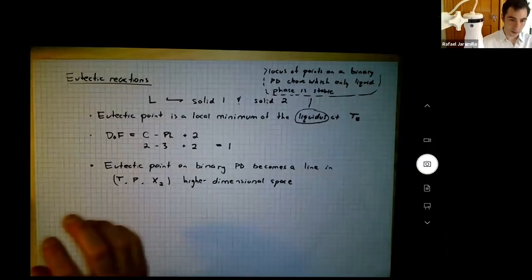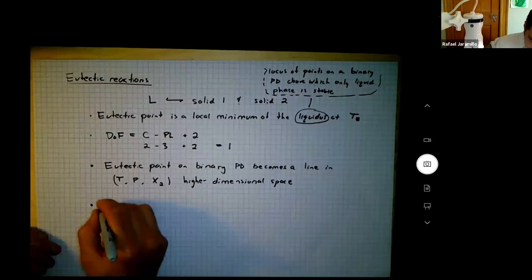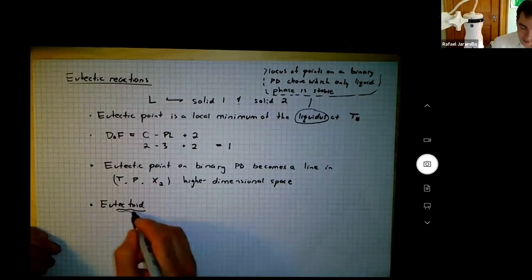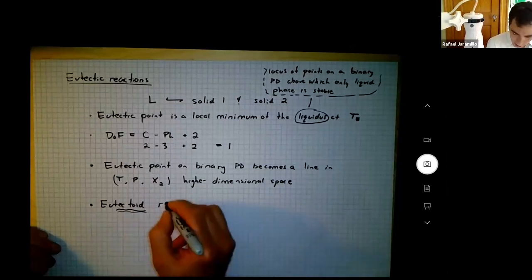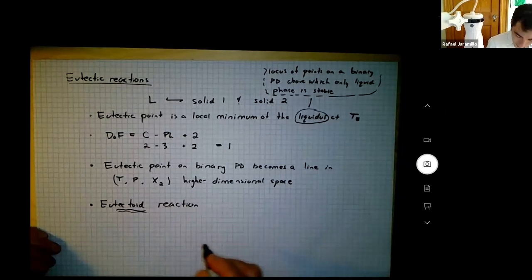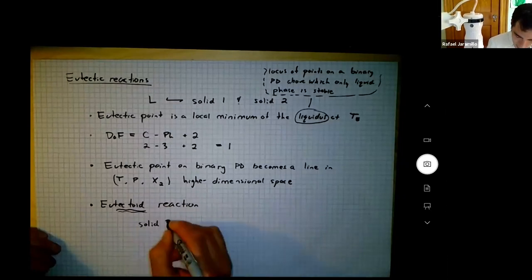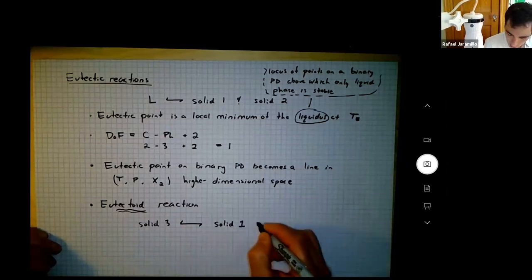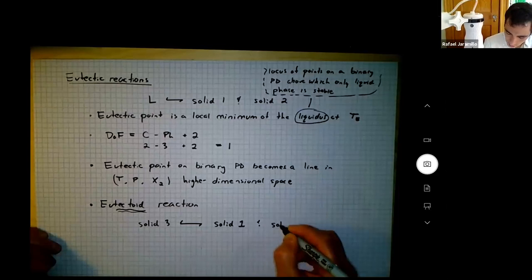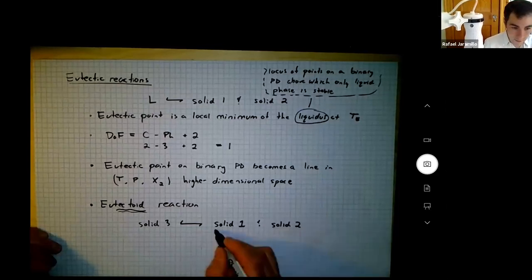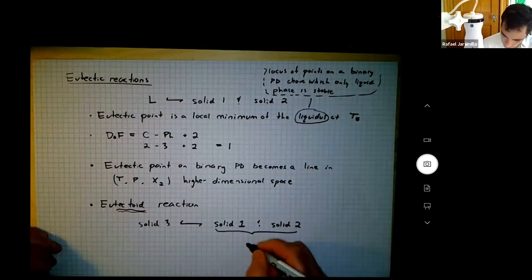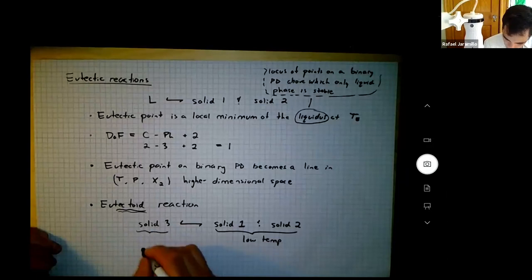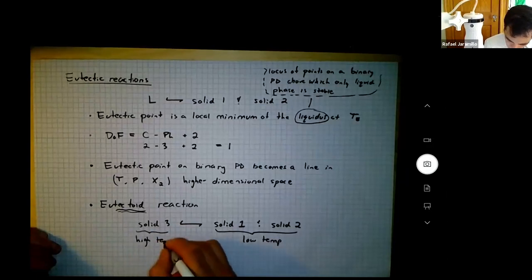I also need to tell you what a eutectoid reaction is. A eutectoid reaction is a third solid that transforms into two solids. So this is the low temp, and this is the high temp. So I'm going to show you an example of a eutectoid.